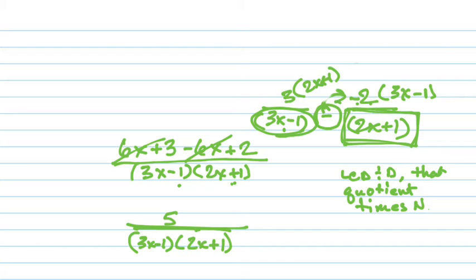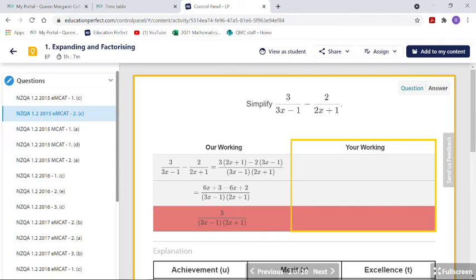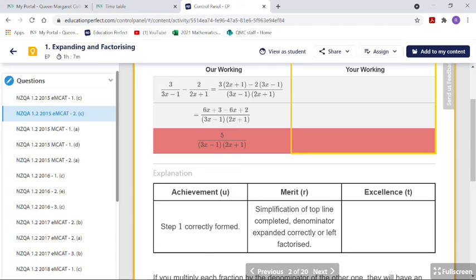Have it written down so we can check it to make sure I did it right. So, checking it. There we go. Right there. 5 over 3x minus 1, 2x plus 1. And look at that!